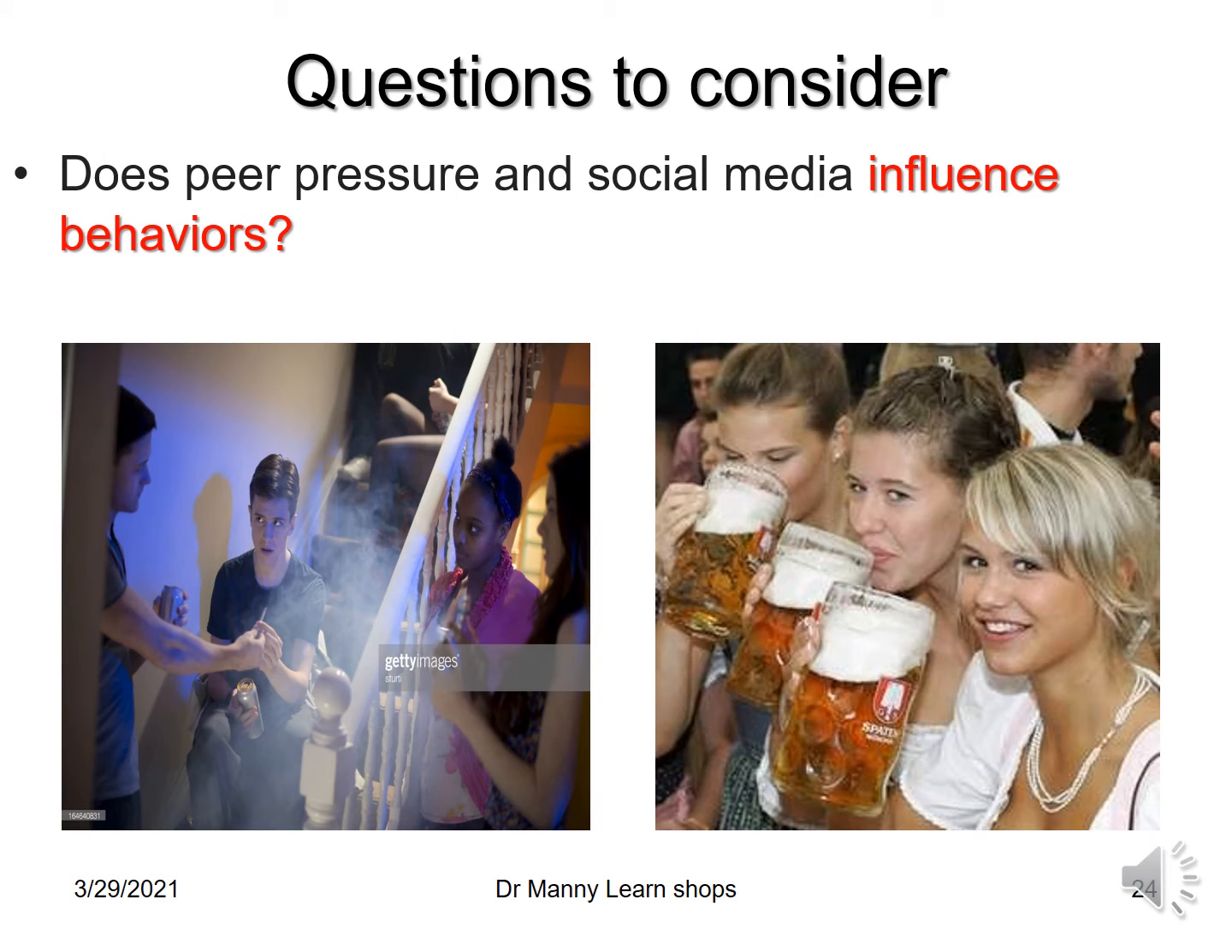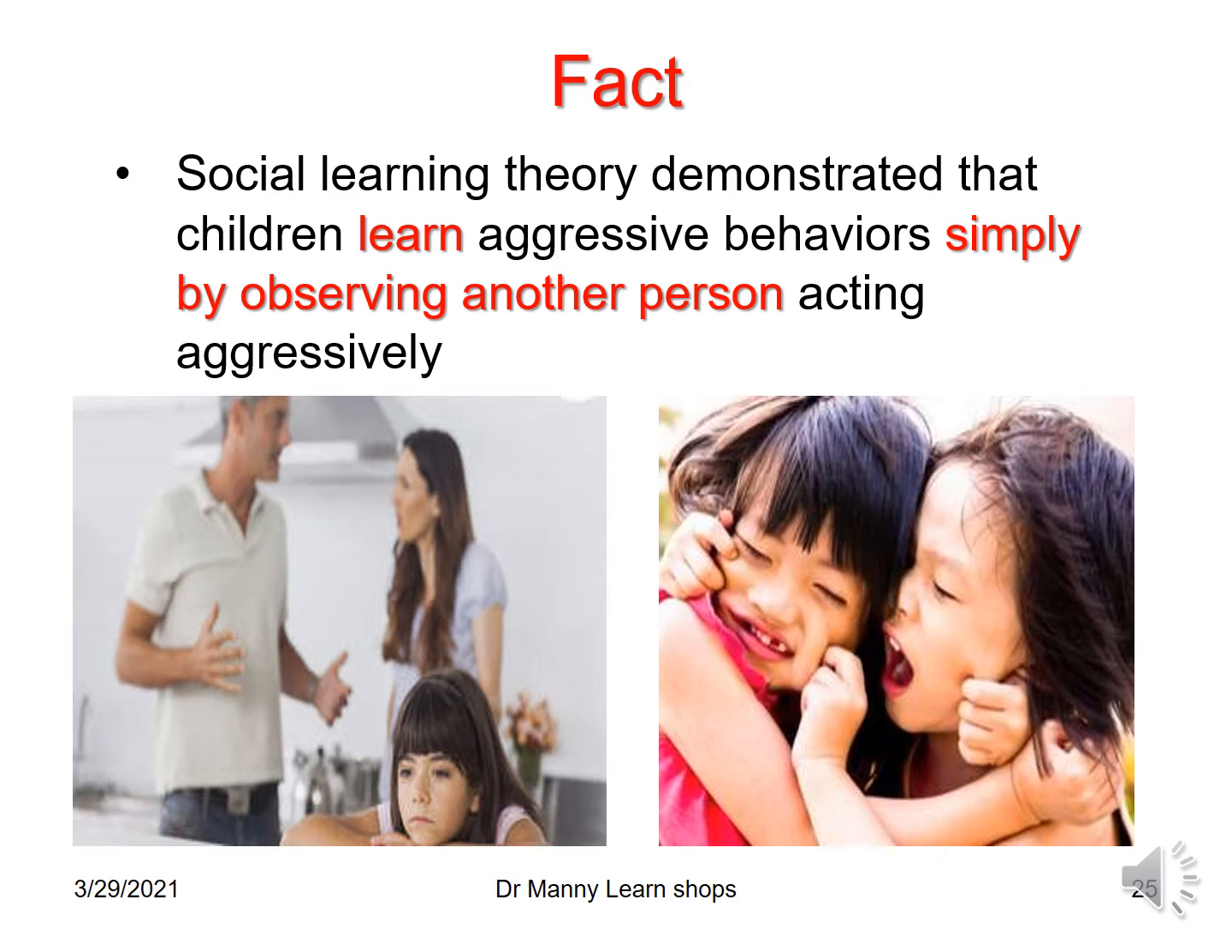Question to consider. Does peer pressure and social media influence our behaviours? There's a fact. Social learning, and we'll discuss this when we look at some of the theorists at a later point in time, has demonstrated that children learn aggressive behaviours simply by observing another person acting aggressively. So if you've got a child, for example, who's constantly in an environment where their parents are fighting or they're abusing each other, then this will have an effect on the child. And their behaviours typically involve aggression.